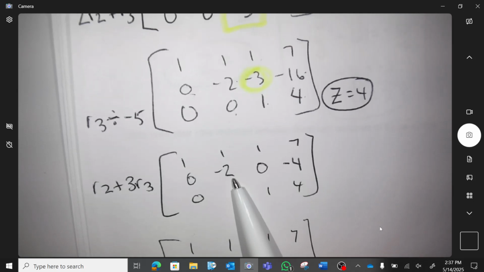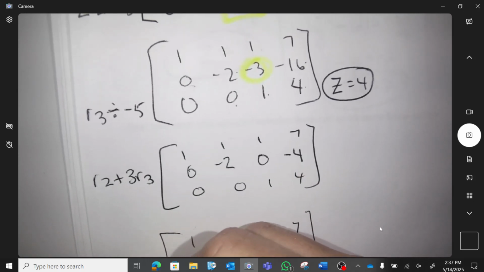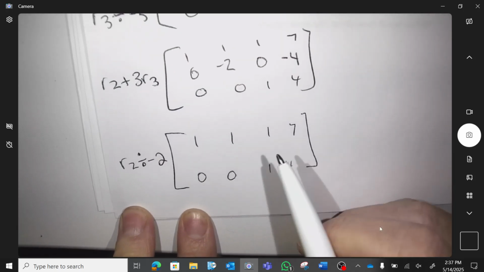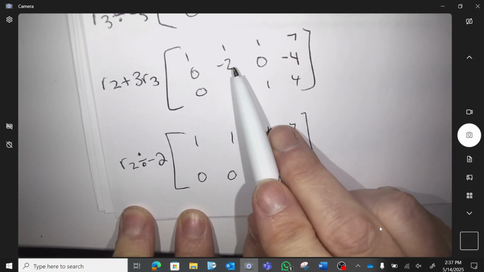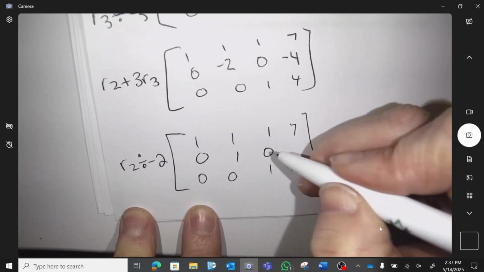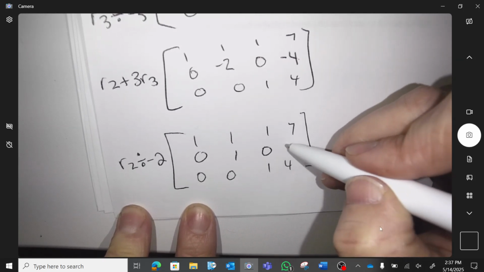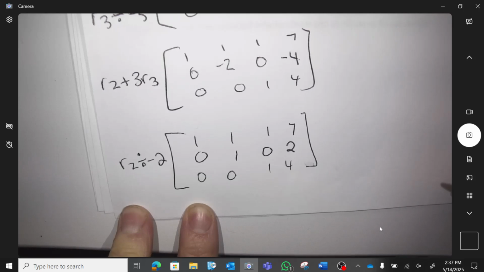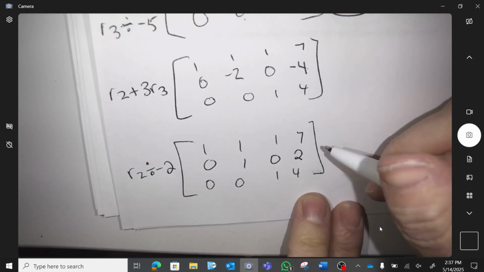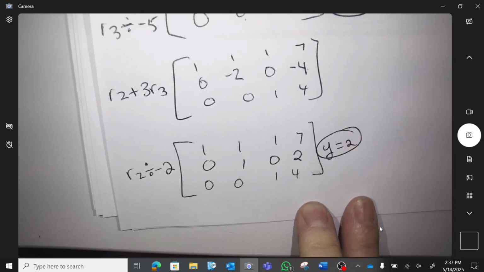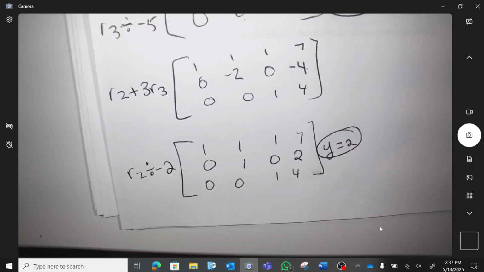Okay, how do I 1 this out? Row 2 is going to have to get divided by -2. So 0, 1, 0. Divide by -2 becomes 2. Guess what? You're done the second row. What are you going to say about the second row? Y equals 2. Okay, so row 2, row 3 will never change. You're done. The rest of the times it's going to get copied.